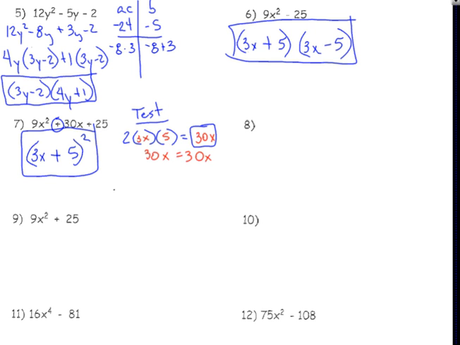Looking at number 9, it's a binomial. I have a perfect square and a perfect square, but I have a plus sign, not a minus. If you have a plus sign, the answer is prime.